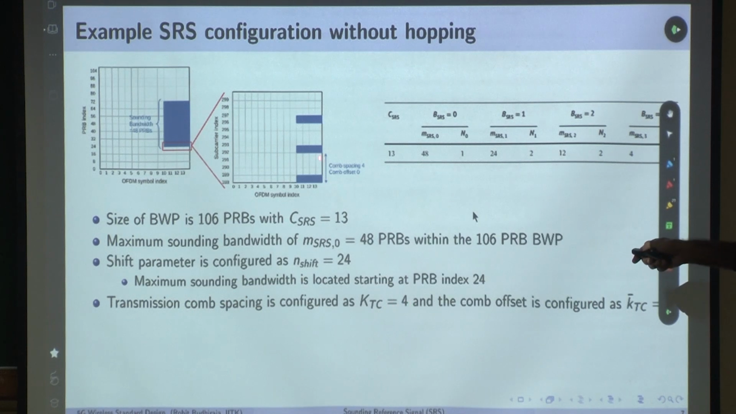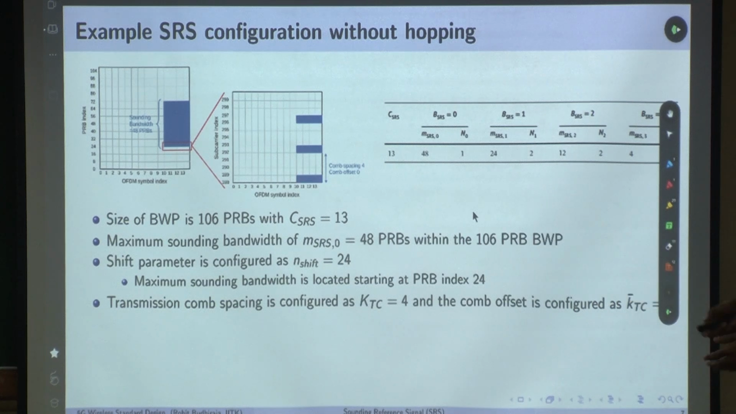What is this? COM spacing, right? The difference between the COMs is what we said. This KTC is 4 between two brushes of the COM, okay, right? It is 4, and this offset is configured as K bar TC. It's not shown here, it's hidden behind there, it's 0.